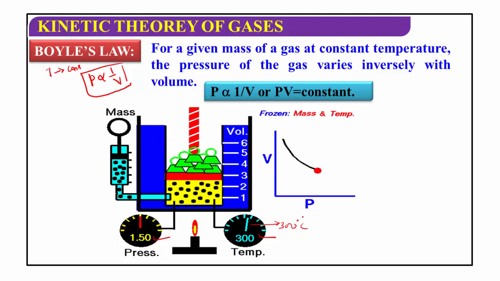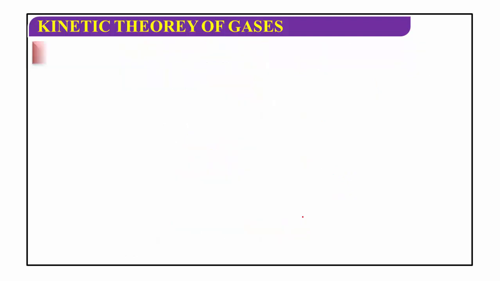It is inversely proportional. This is called Boyle's law. It states that for a given mass of a gas at constant temperature, the pressure of the gas varies inversely with its volume. This is about Boyle's law. And the next one is Charles' law.